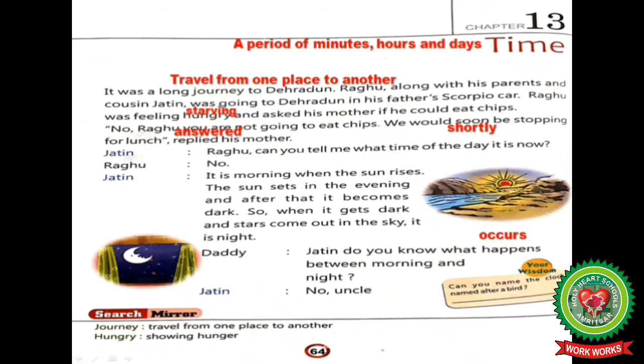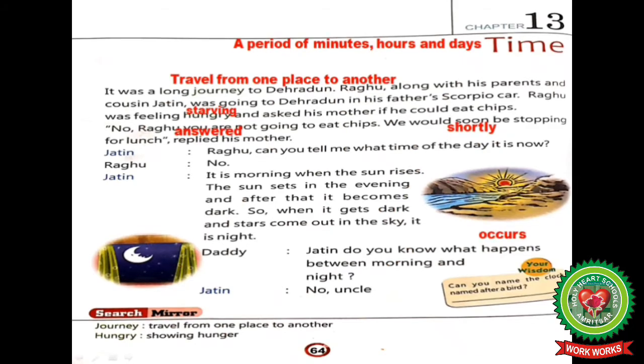Raghu, along with his parents and cousin Jatin, was going to Dehradun in his father's Scorpio car. Raghu was feeling hungry and asked his mother if he could eat chips. Underline hungry, write down the meaning, starving. No, Raghu, you are not going to eat chips. We would soon be stopping for lunch, replied his mother. Underline soon, write down the meaning, shortly. Underline replied, write down the meaning, answered.